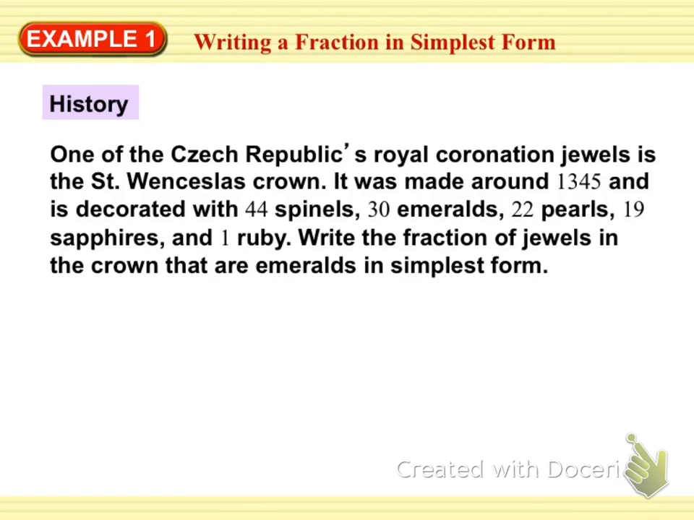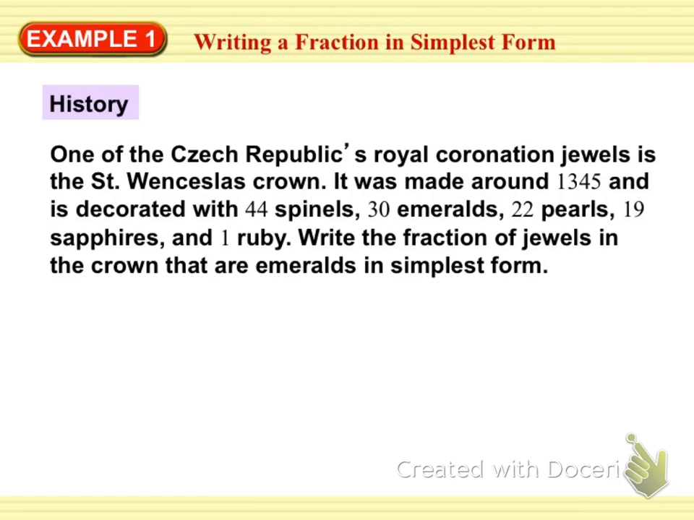One of the Czech Republic's royal coronation jewels is the St. Wenceslas crown. It was made around 1345 and is decorated with 44 spinels, 30 emeralds, 22 pearls, 19 sapphires, and 1 ruby. Write the fraction of jewels in the crown that are emeralds in simplest form.